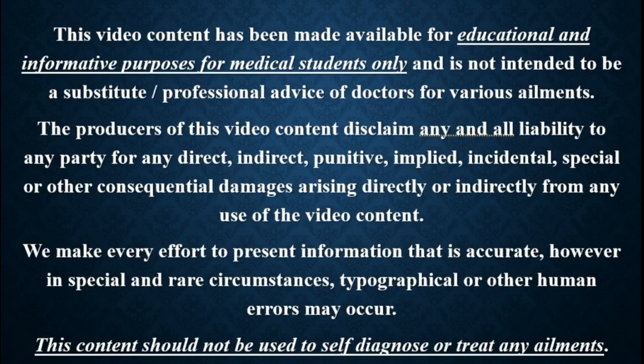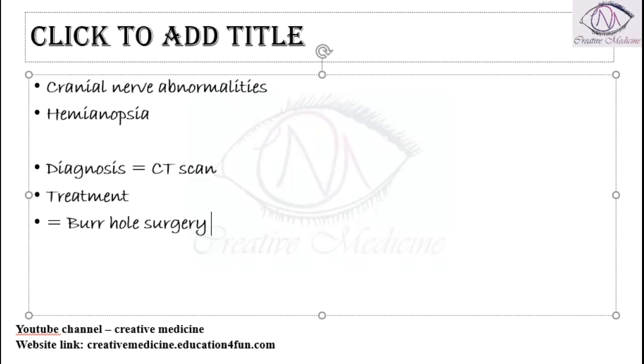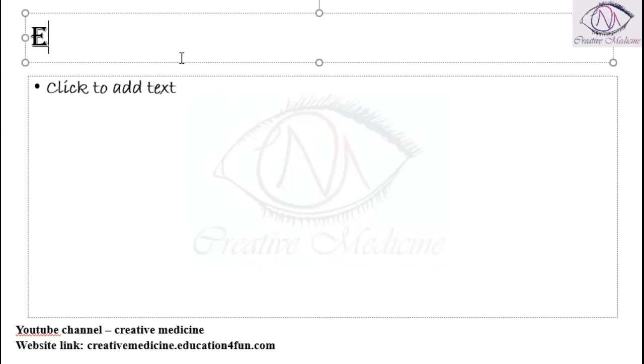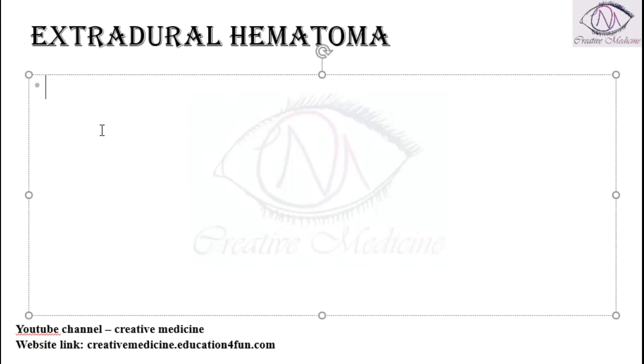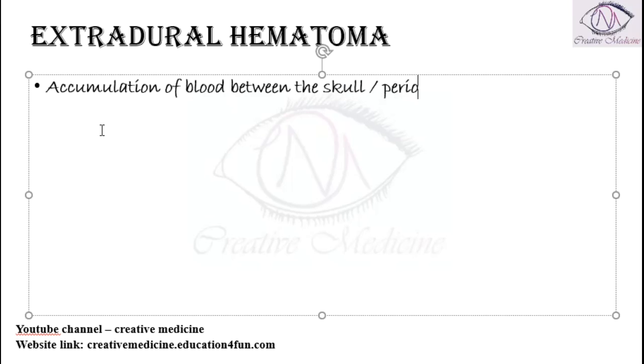In this lecture, we will learn about extradural hematoma. In extradural hematoma, there is mainly accumulation of blood seen between the skull or periosteum and the dura mater. This is called extradural hematoma.